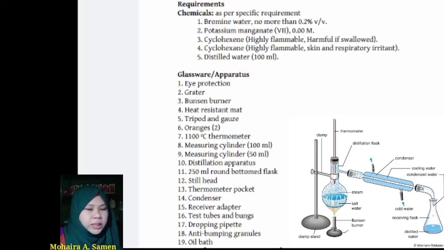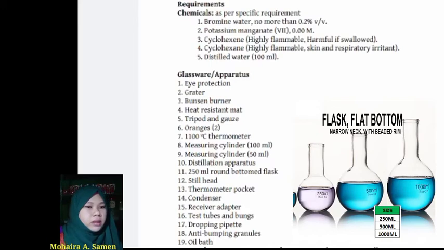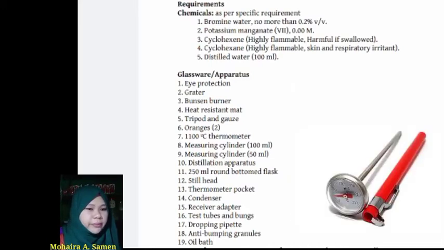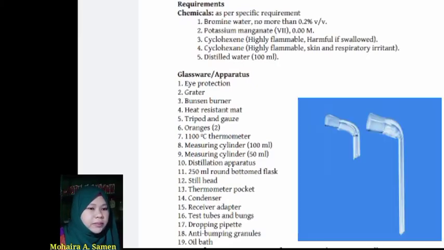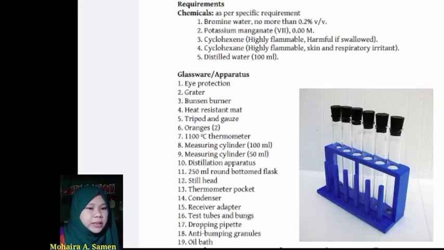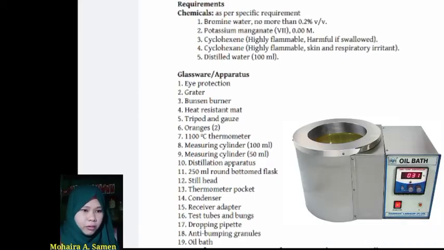which we can see in this, what we see on this picture. Ito yung distillation apparatus natin. Then the 250 ml round bottom flask, still head, thermometer pocket, condenser, receiver adapter, test tubes and bungs, dropping pipette, anti-bumping granules, and the oil bath.